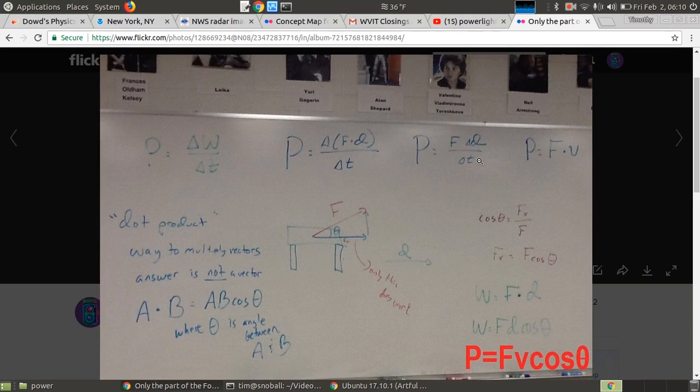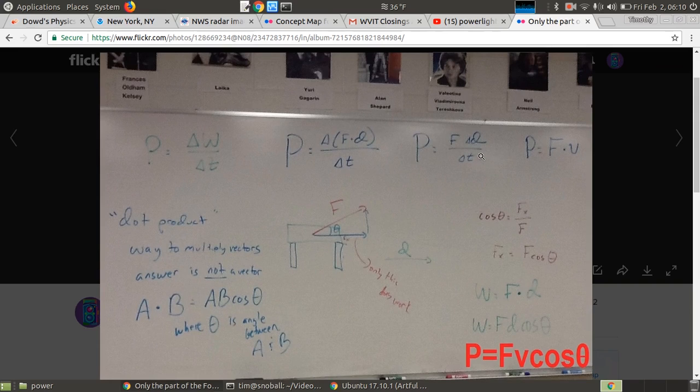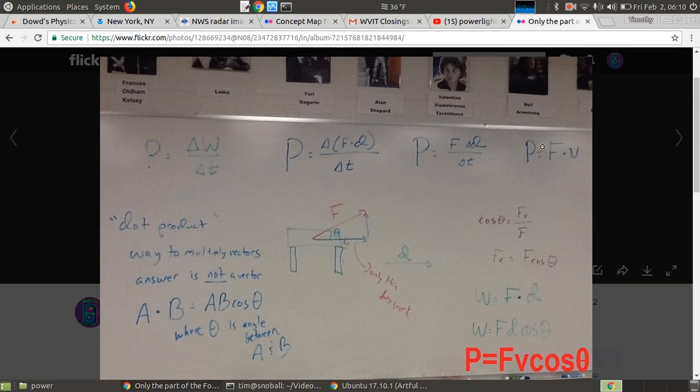We know delta D divided by delta T, distance divided by time, that's a velocity. And that gives us essentially power equals the force times the velocity. So if you know how fast somebody's going, and you know about the force that's being applied to them, you understand a little bit about the power.